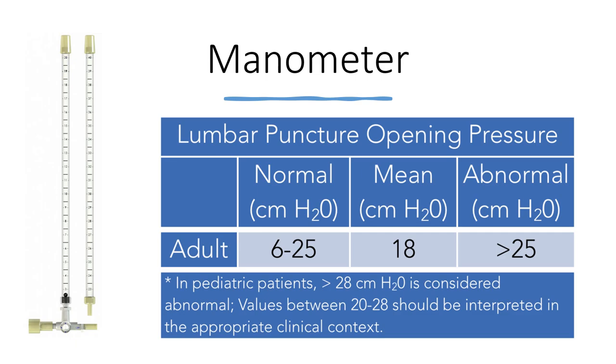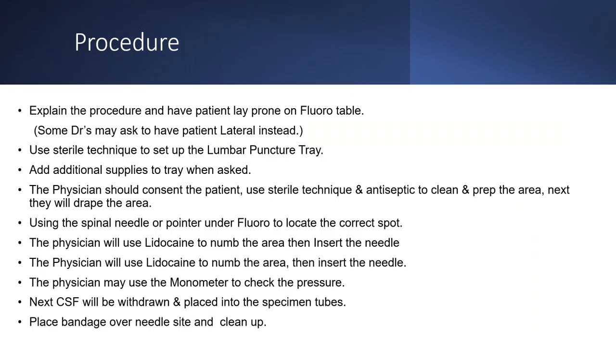So it's interesting. Procedure: gather supplies and prep the room. Remove the lead drape on the floor or tower. You want to change the patient into a gown, explain the procedure, and have the patient lay prone on the floor or table. Some doctors may ask to have the patient in lateral instead. Use sterile technique and set up the lumbar puncture tray. Add additional supplies to the tray when asked.